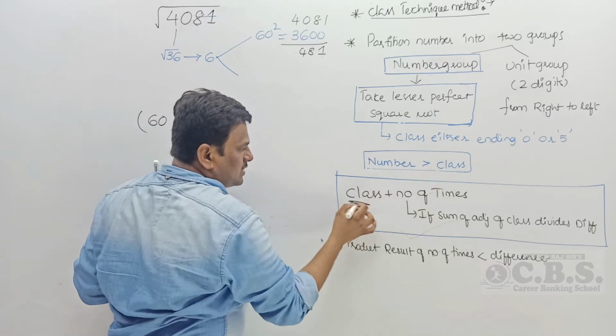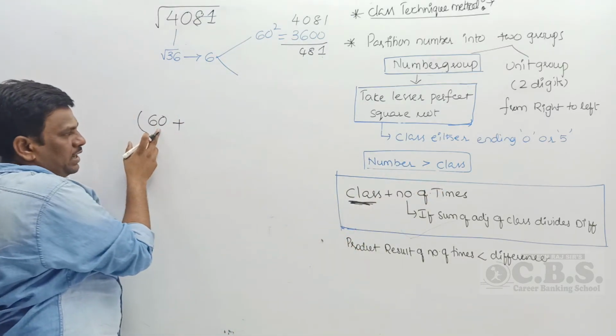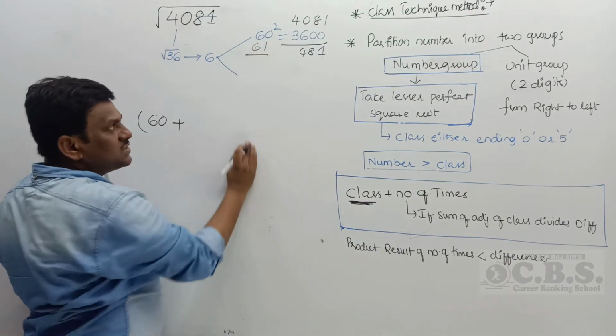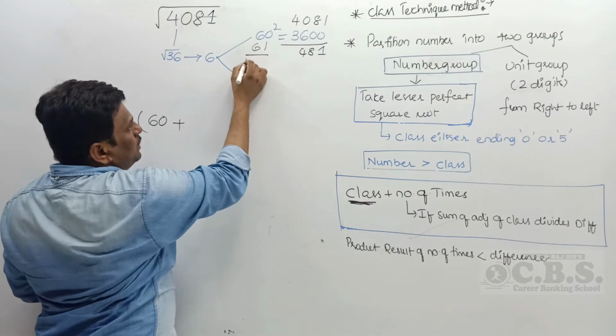If the number is more than the class, that class is called our starting class. Okay, what is the class? 60. Take the adjacent of 60. What is the adjacent of 60? 61.